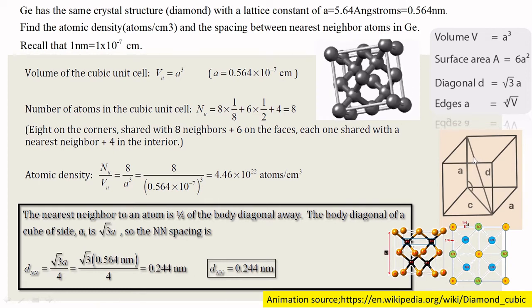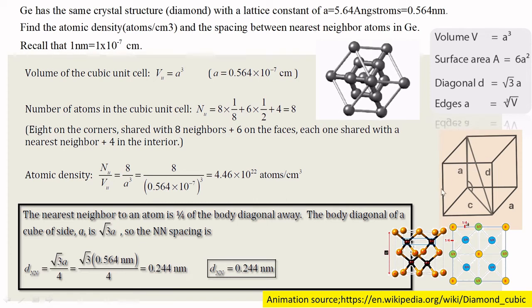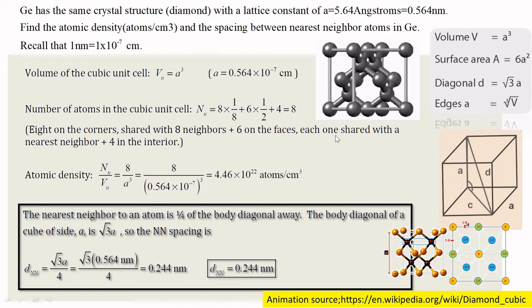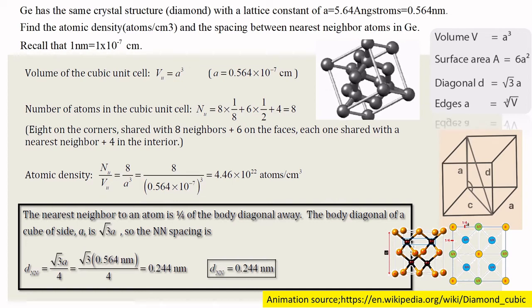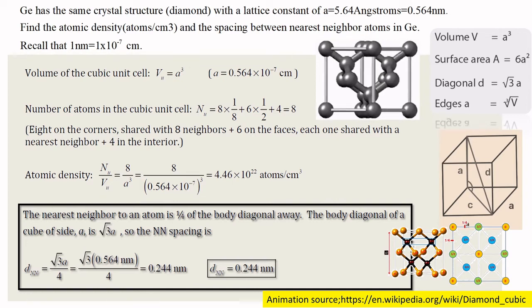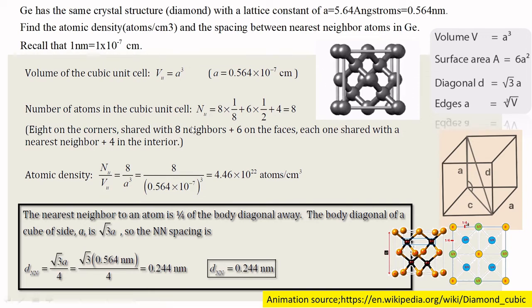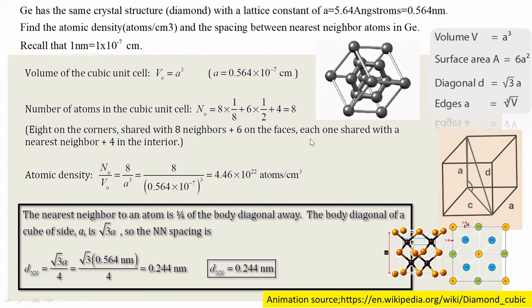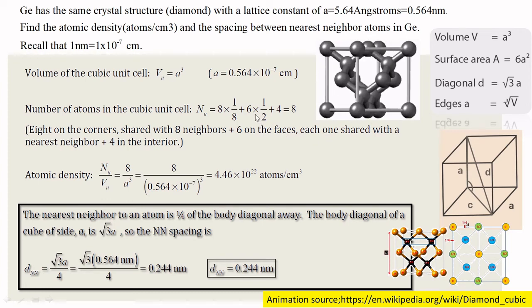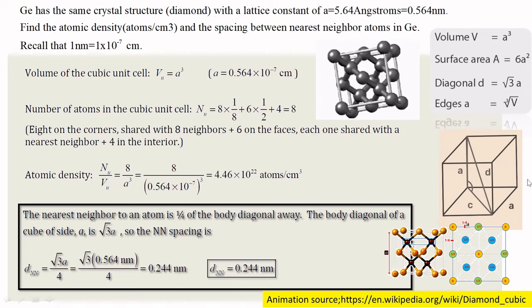I hope you understood. In the x direction you have a 2, in the y direction you have a 2, and in the z direction you have a 2. So 2, 4, 6: 6 on the faces, and each one is shared with the nearest neighbor. Nearest neighbor means you will be getting 1 by 2 only. So 6 into 1 by 2. Then the last is 4 at the diagonal.